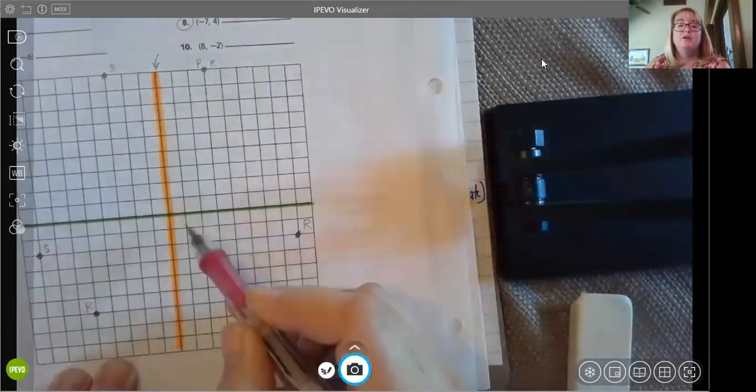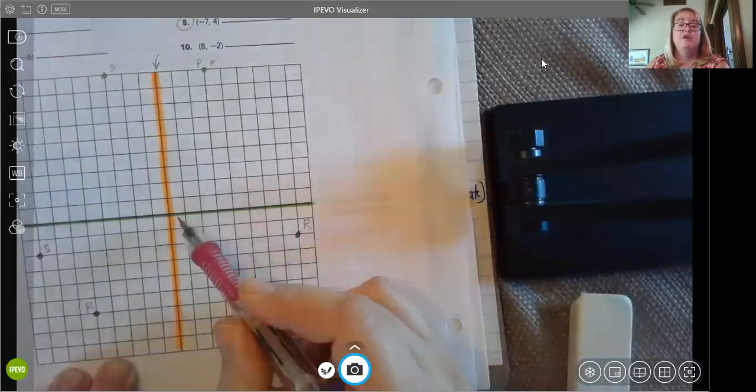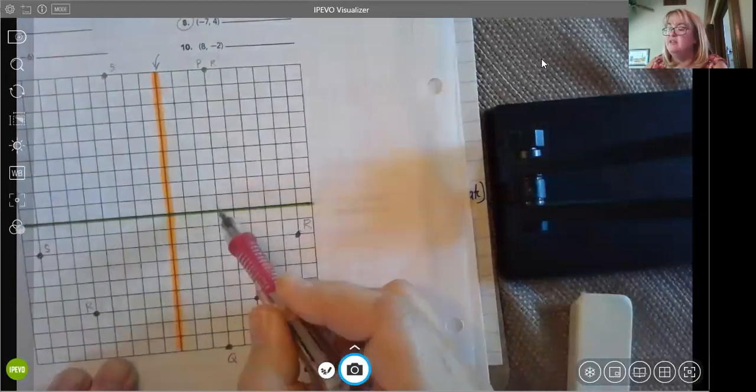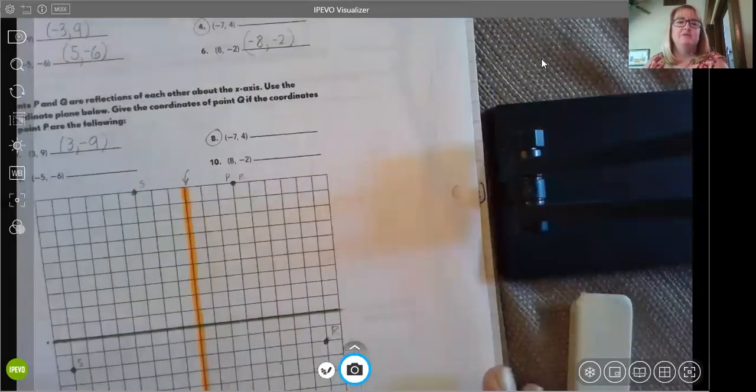Well, what is the ordered pair for point Q? Again, we went over 3, and then we went down 9. So it is 3, we went over 3, but instead of up 9, we went down 9. So it's 3 and negative 9. All right, let's look at 8. Oh no, we're not doing 8.